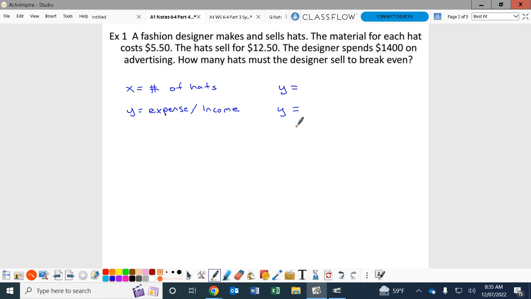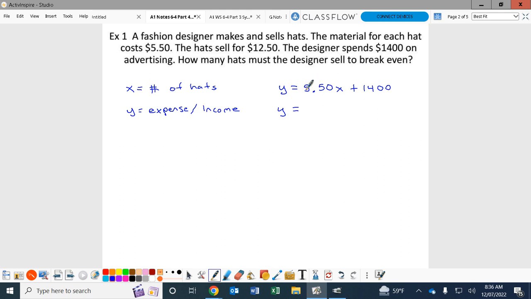So let's start with the money going out. How much do they spend every single time they make a hat? $5.50. How many hats will they be making? X is exactly right. We wrote down the number of hats is X. So it is X. That is 100% correct. What other money is going out? What else do they spend, guys? Advertising. How much? $1,400. So you have to add the $1,400 to that. That is all the money that's going out. Guys, this is the expense. This is money going out.